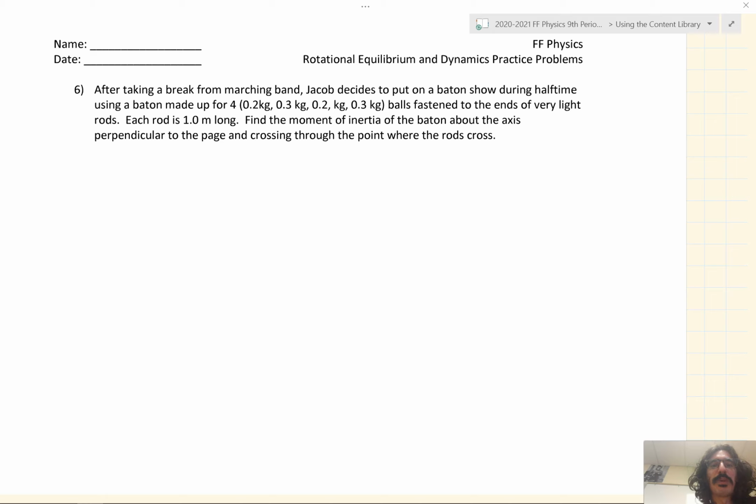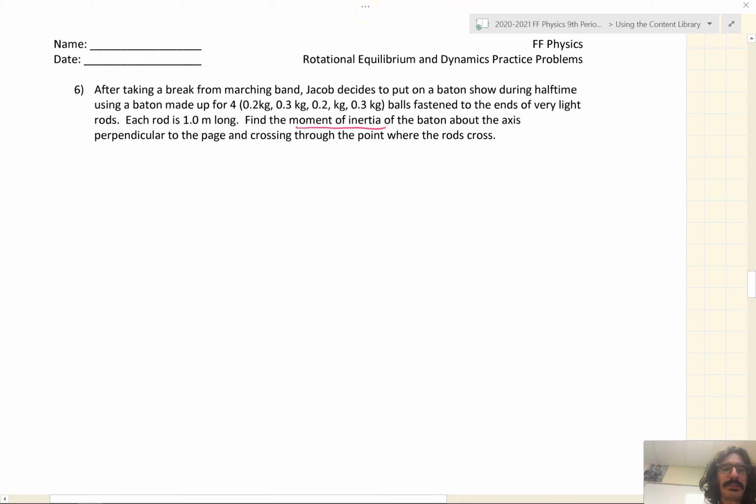After taking a break from marching band, Jacob decides to put on a baton show during halftime using a baton made up of 4 balls, 0.2, 0.3, 0.2, 0.3 kilograms, fastened to the end of very light rods, meaning we could ignore the mass of the rods. Each rod is 1.0 meters. Find the moment of inertia of the baton about the axis perpendicular to the page and crossing through the point where the rods cross.